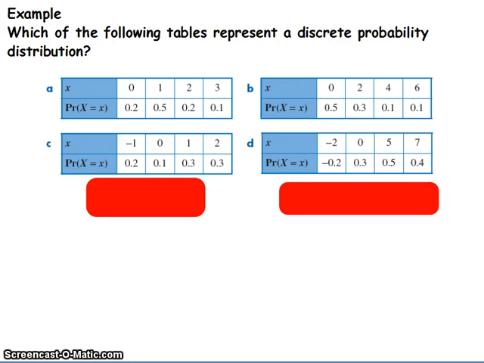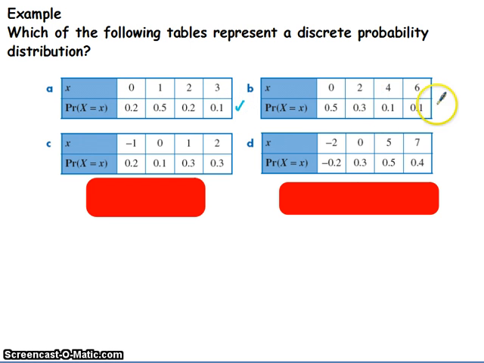Our next job is to identify out of these probability distribution tables which ones are discrete probability functions and which are not. So first, just pause the video and see if you can work out which ones are, which ones aren't, and why. Okay, so these are all between 0 and 1, so that's good, and 0.5, 6, 7, 8, 9, 10, so they add to 1, so this one is okay.